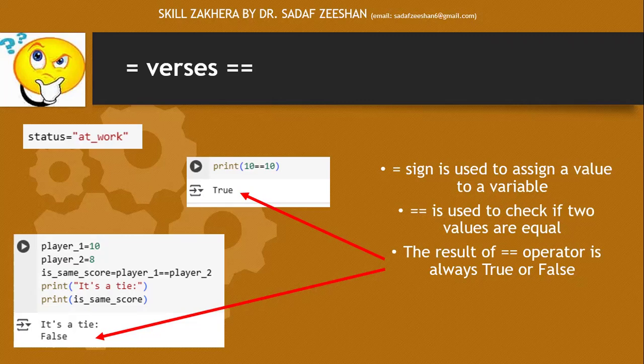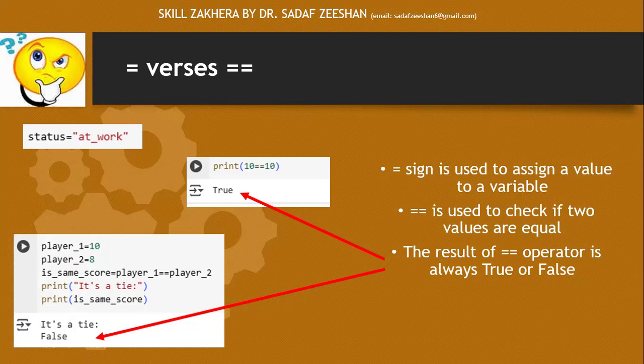For example, in the second example, if I have a value equal to 10 and I want to check if this value is actually equal to 10, then I'm going to put a double equal to sign. This is going to tell me if this condition is true or not. Whenever we are using a double equal to sign, it is used when we have to see if the condition is true or false. The result of the equal to operator is always going to be either true or false.